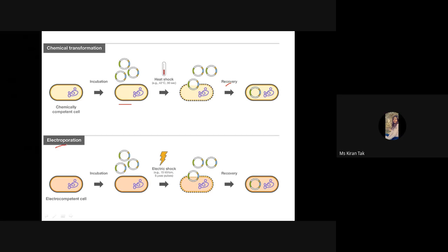The other method is the electroporation method. In the electroporation method, the host cells are again incubated with the plasmid. An electric shock is given, which is 15 kilovolt per centimeter for 5 microsecond pulses. Again, it makes the cell wall porous, and with recovery the plasmid gets into the cell.